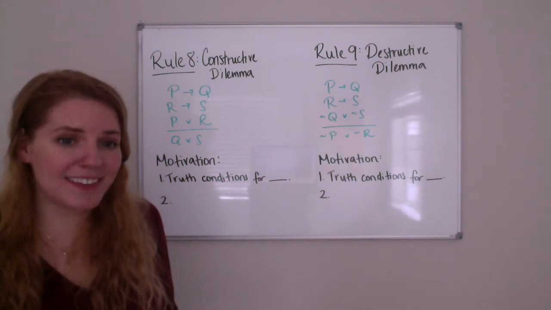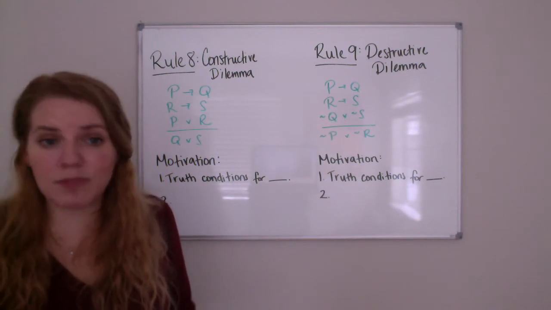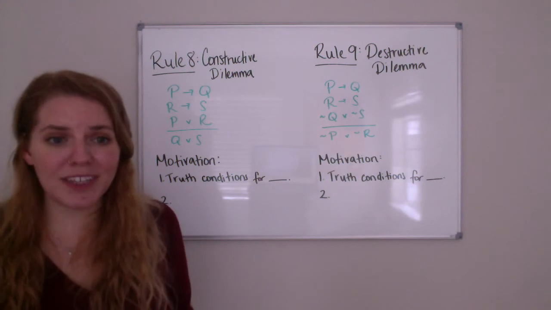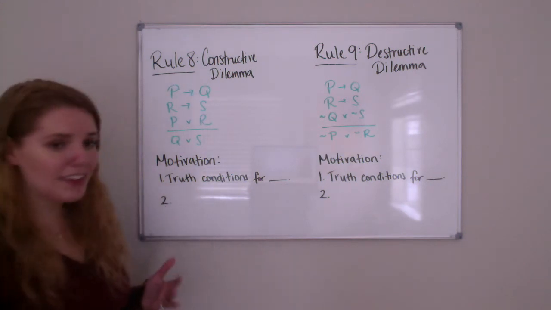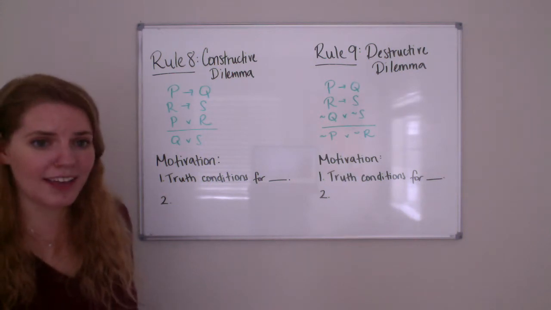Having three premises makes it look like this is kind of complex, but what we're going to see is that actually the motivation for this pattern of reasoning is stuff that we're already pretty familiar with and comfortable with. So let's look at this again. We have if P then Q, if R then S, P or R, therefore Q or S.